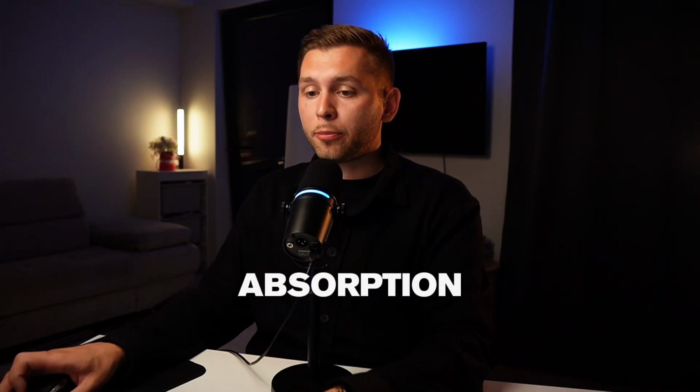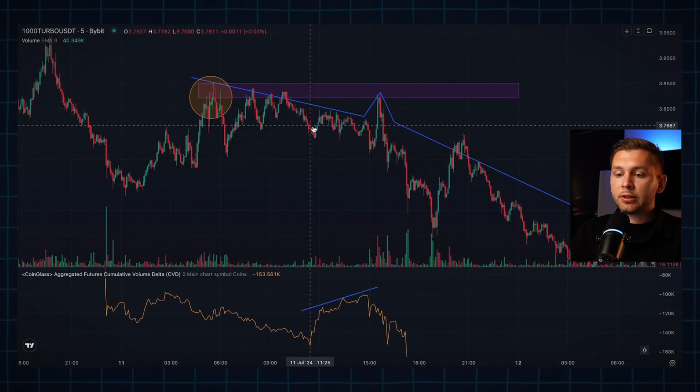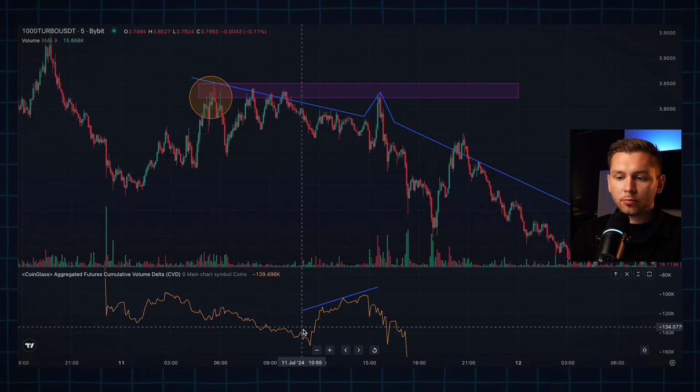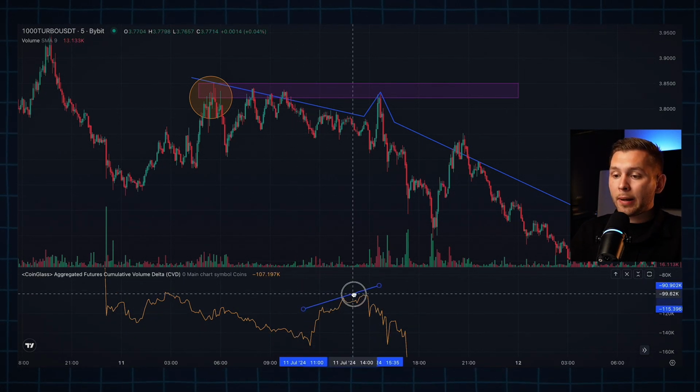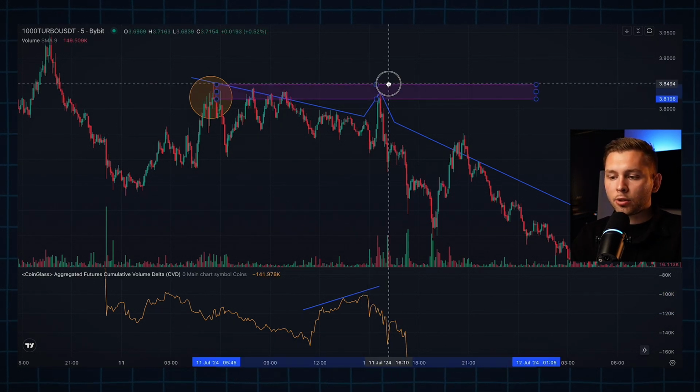The second important market phenomenon is called absorption. On the Turbo coin, we see that the price started to decline along with the CVD. At some point, many aggressive buyers appear in the market, noticeable by the delta growth, but they cannot push the price up. The price highs are not updated.